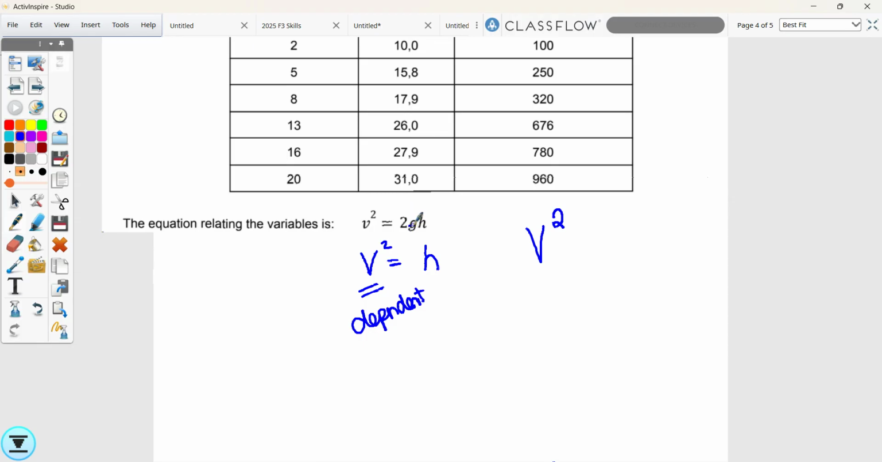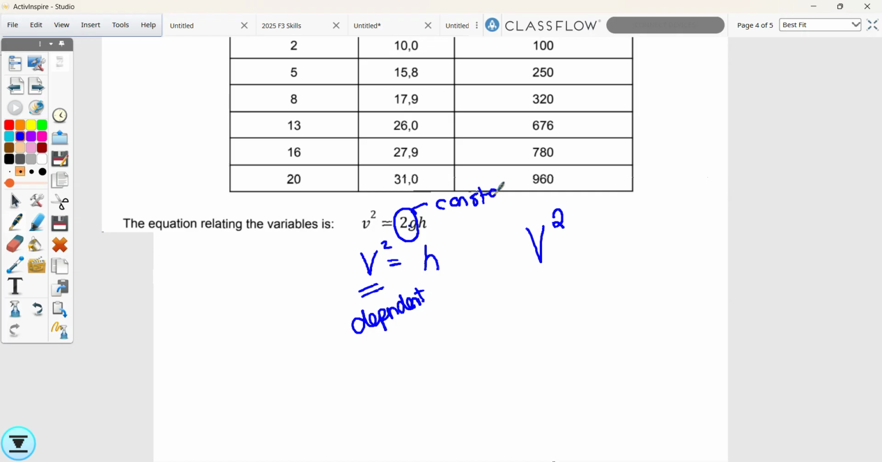G is constant as long as I'm where? On the same planet, the same gravitational force. So am I going to drop one rock on Earth and the other rock on the moon, and then go to Jupiter? It would be unrealistic to say that's a controlled variable, the same planet, because the experiment is happening on Earth. So be realistic when you say these things. All right, so 2G is constant.